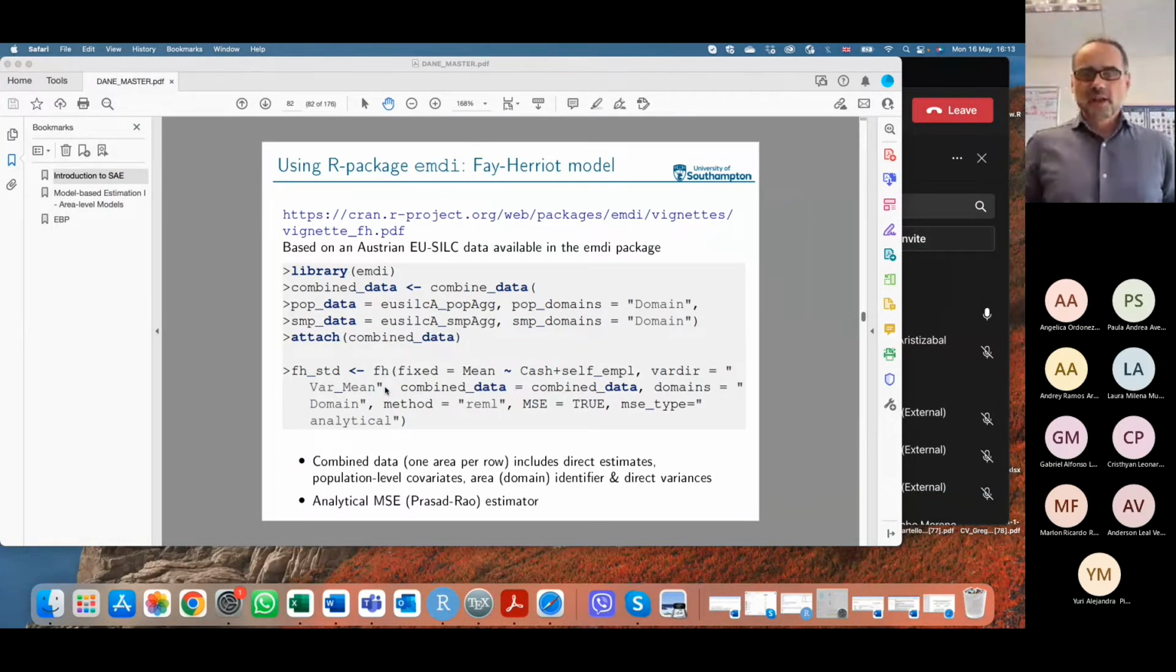So this helps you to understand how the Fay-Herriot model is set up. You have to specify the direct estimates on the left-hand side, the set of covariates on the right-hand side, specify the direct variances, specify the name of the dataset, specify the name of the domains, where the domains are saved, and also the method that you want to use and whether you want to use mean squared error estimation, and if yes, then what type of mean squared error estimator you want to use.